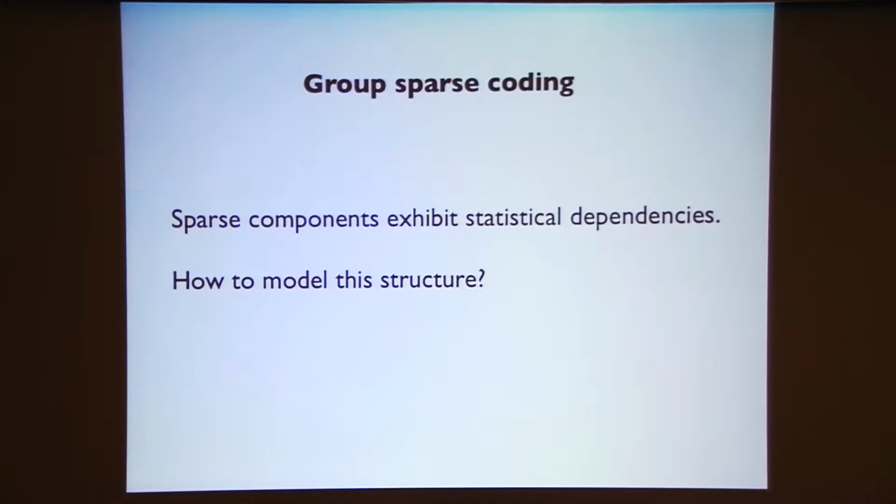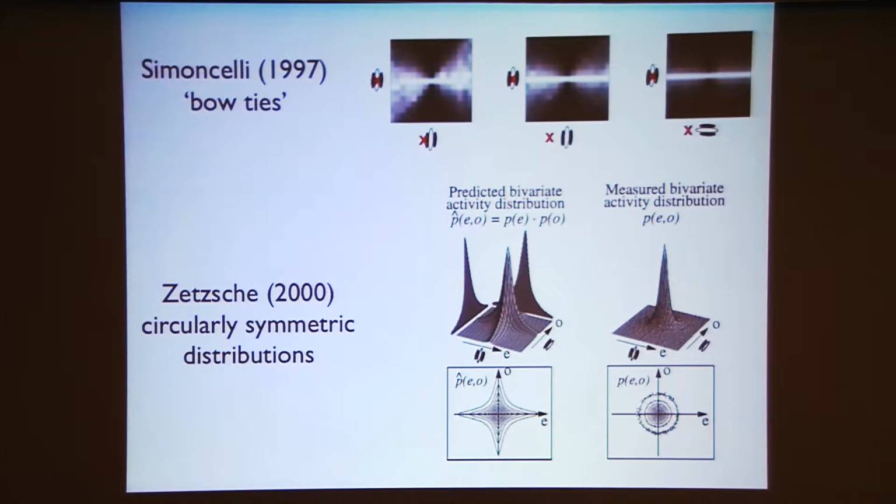And so the question is, well, what do you want to do about this? How to model this structure? One of the first people to observe the form of these dependencies was Eero Simoncelli, and he characterized them in what he calls the bowtie distributions. If you just look at the joint distribution of a pair of Gabor-like functions from a wavelet transform, they're orthogonal, so there's no linear correlations in the coefficients. But nevertheless, there's correlations in the magnitude.